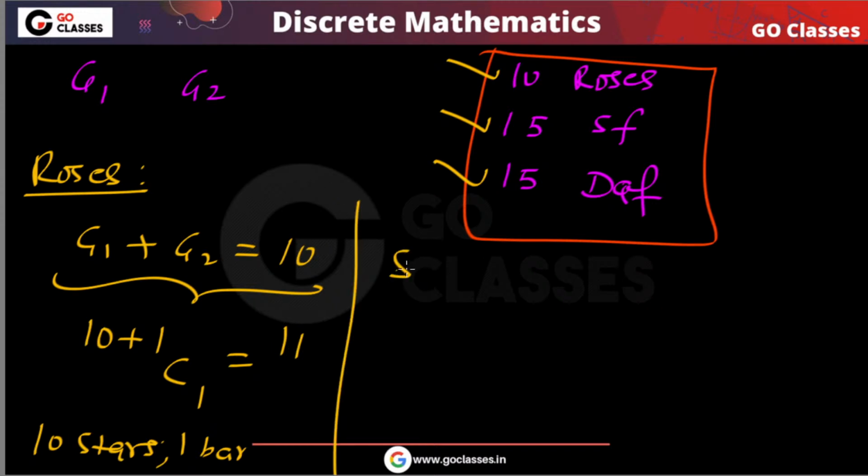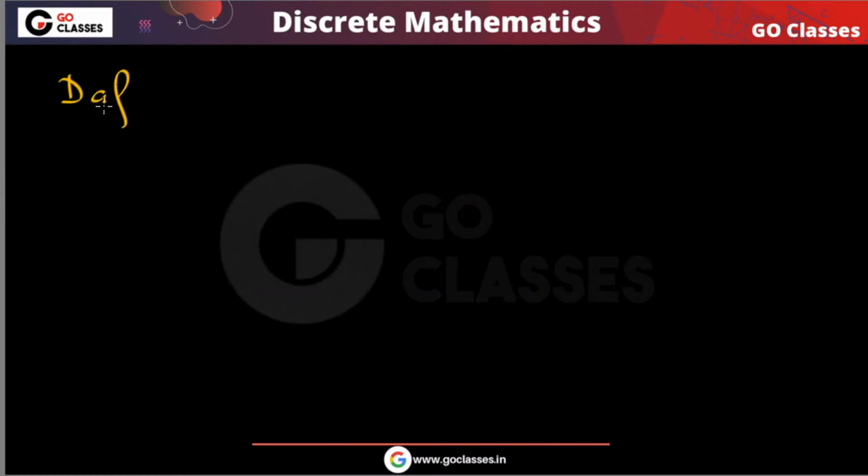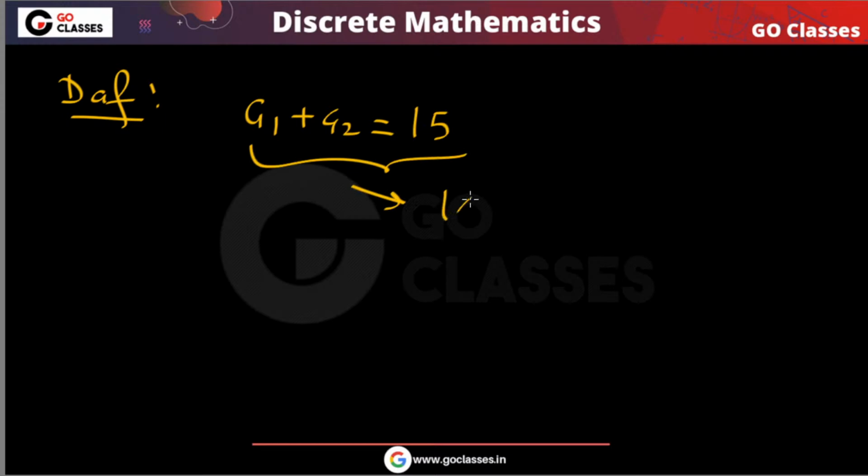And what is the sunflower distribution? G1 plus G2, the total must be 15. Here you have 15 stars and one bar. So the answer will be 16 C1, which is again 16. And then finally the daffodils. Again G1 plus G2 must be equal to 15. Again the answer will be 16.